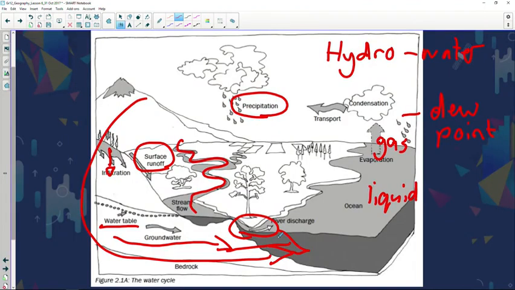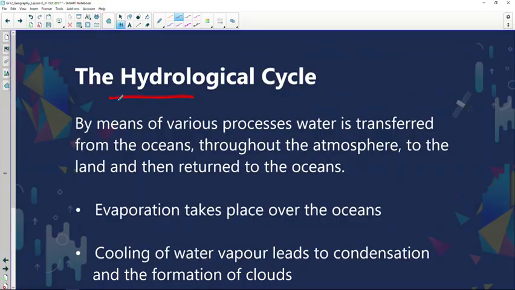It rains over the land surfaces. The water that runs on top of the surface in our river channels is surface runoff, and where the water infiltrates is known as groundwater runoff, and eventually it will all be transported back to the ocean where this whole process repeats itself.